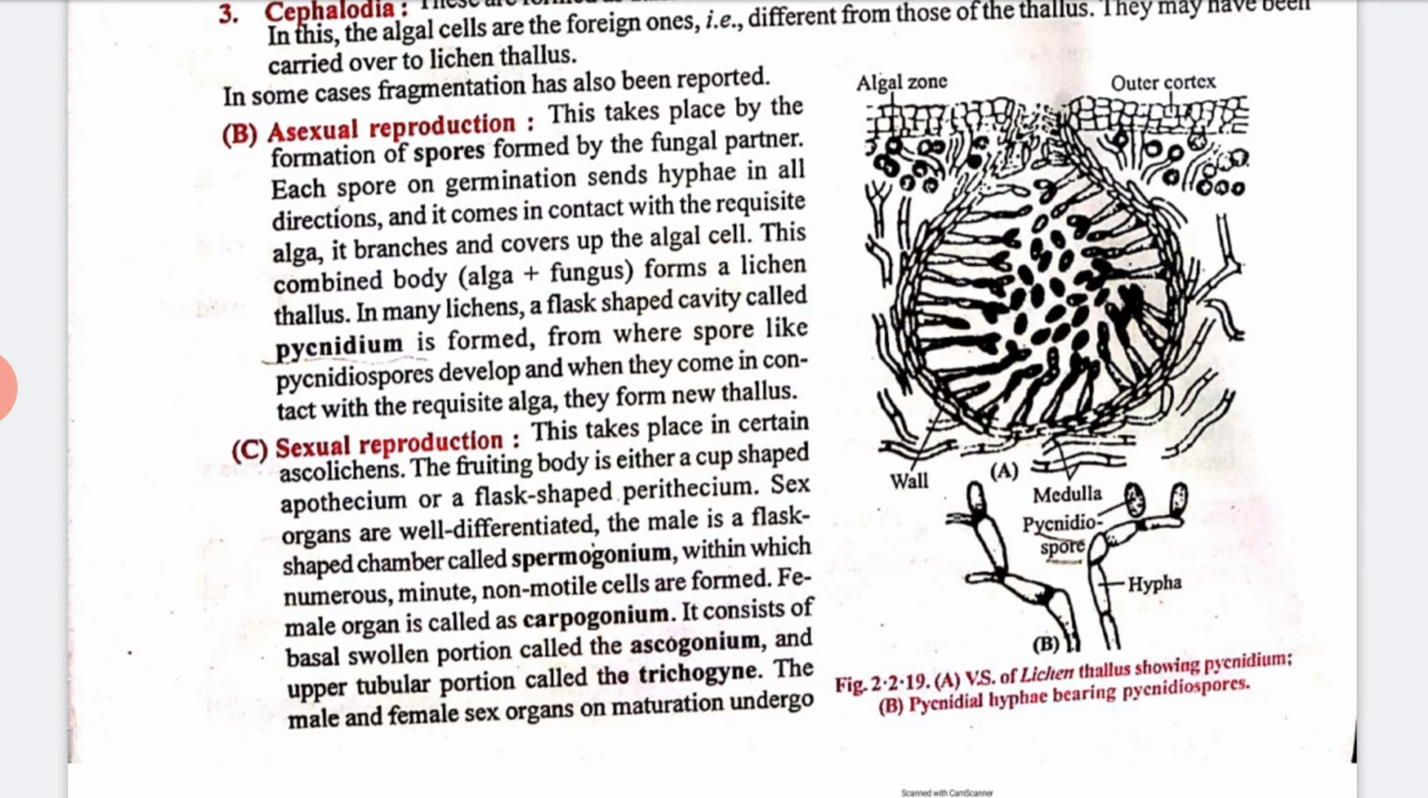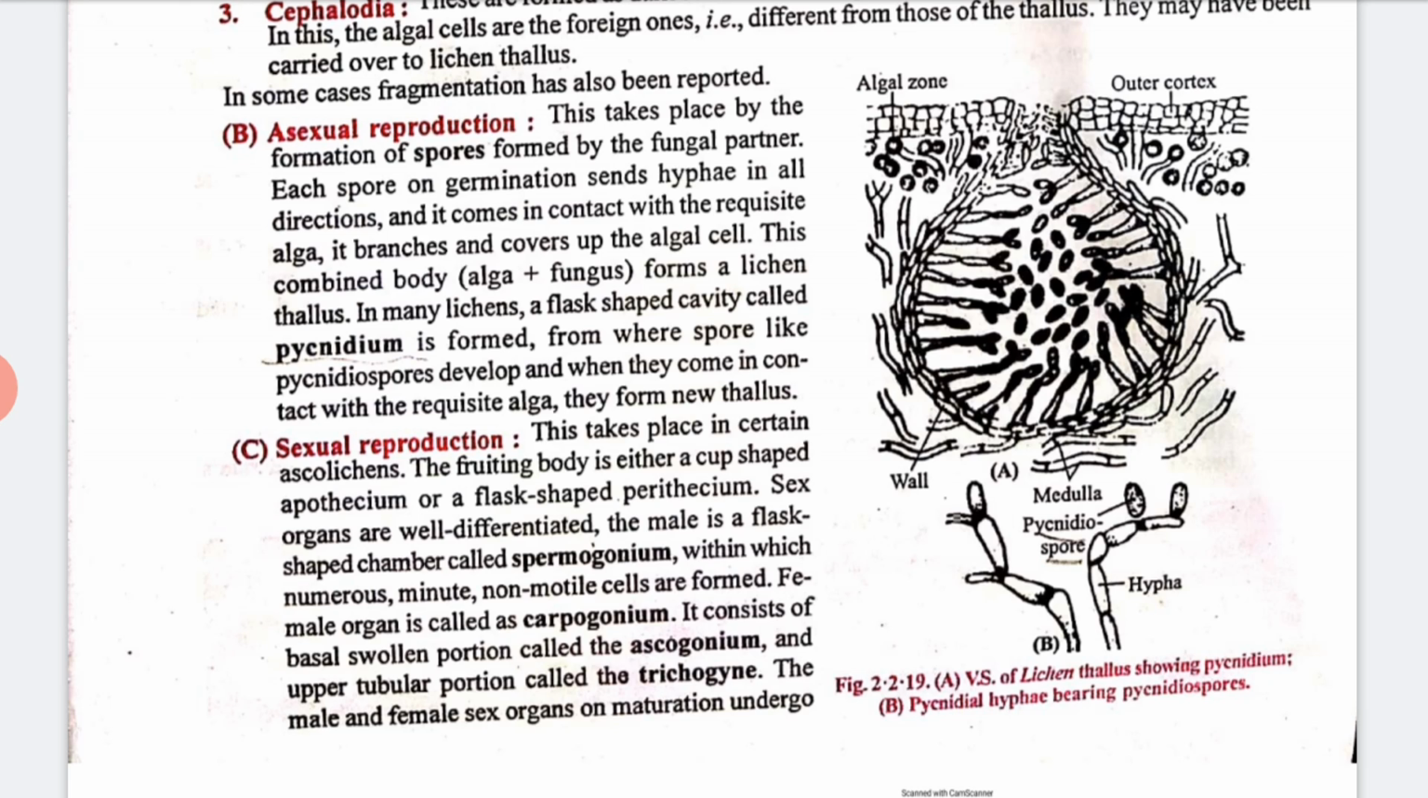This takes place by the formation of spores by the fungal partner. Each spore on germination sends out hyphae in all directions, and it comes in contact with a suitable alga. The hyphae branch and cover the algal cells also, and it combines the body of algae plus fungus and forms a lichen thallus. Clear?